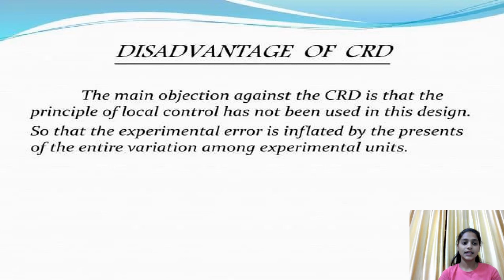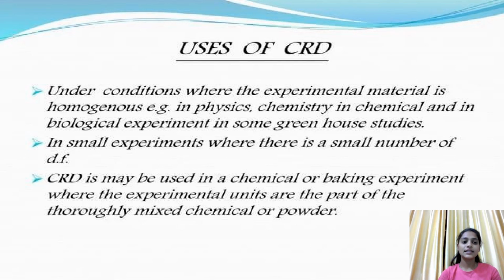Disadvantages of a CRD. The main objection against the CRD is that the principle of local control has not been used in this design, so that the experimental error is inflated by the presence of the entire variation among the experimental units.